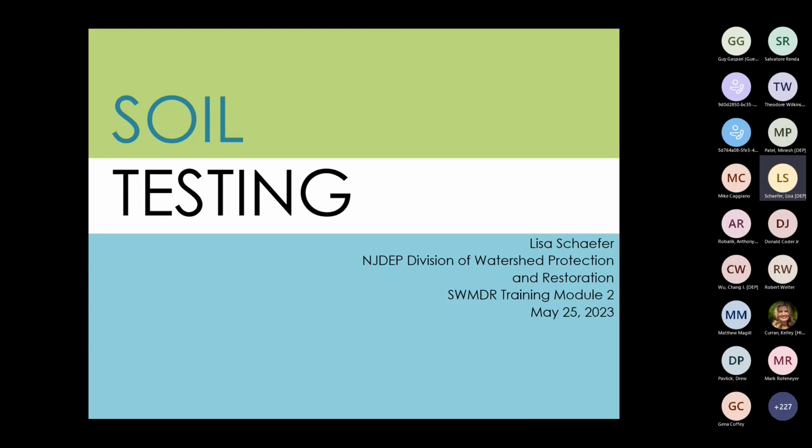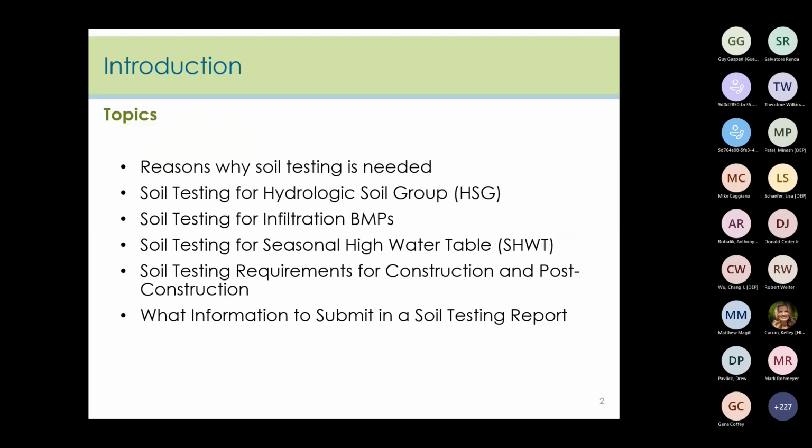So before I go further, it's also worth mentioning that as part of our audit experience, soil testing has been one of the areas that we often found was done incorrectly. So this presentation will cover the information that is presented in Chapter 12, and that includes why we need to do soil testing, determining HSG or hydrologic soil group, the soil testing for infiltration BMPs, those testing that is done to determine the location of the seasonal high water table, as well as the soil testing requirements for construction and post-construction parts of the rule, and also what information is to be submitted in a soil testing report.